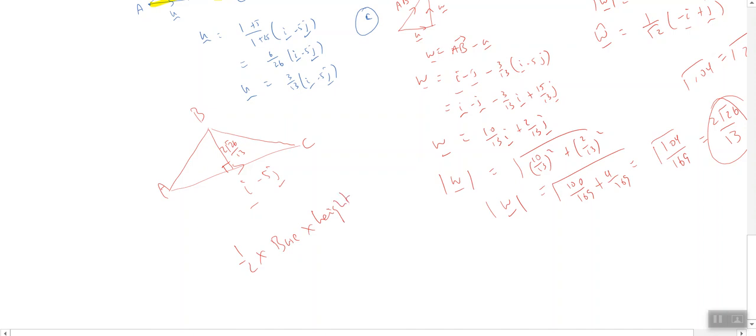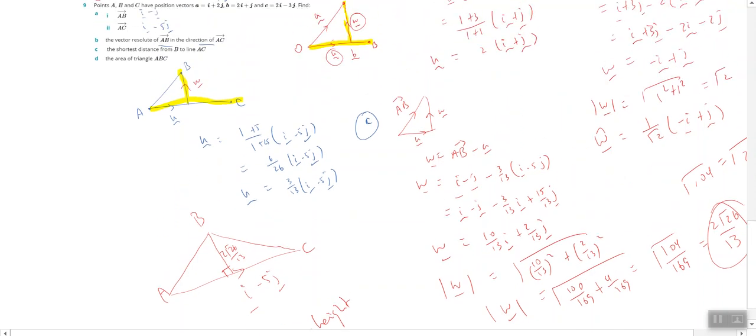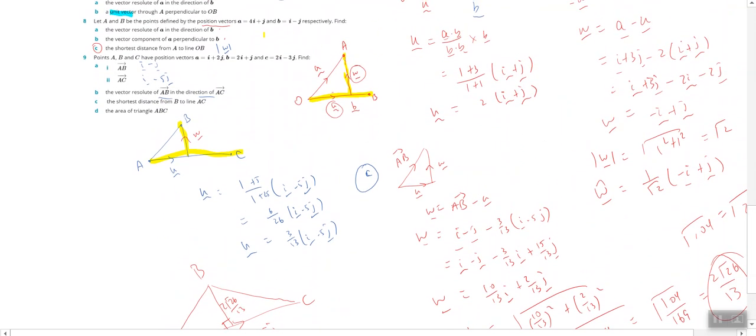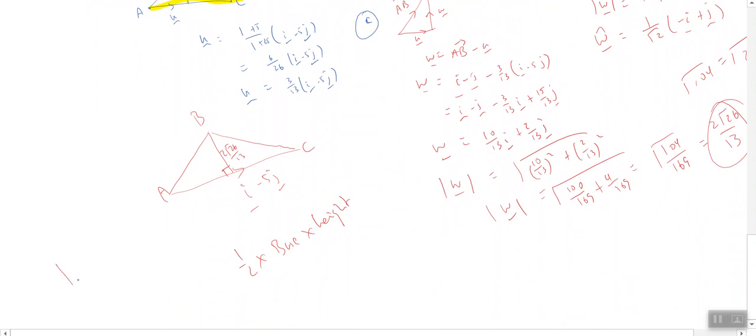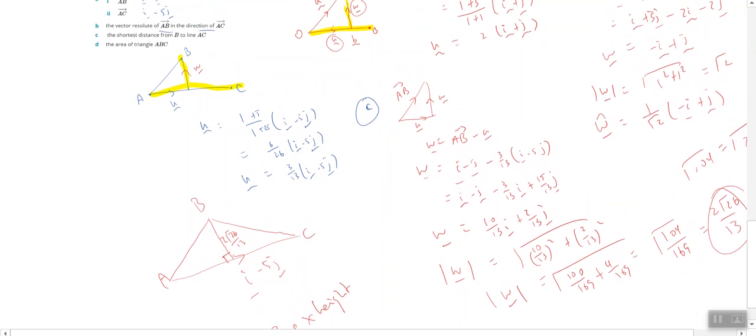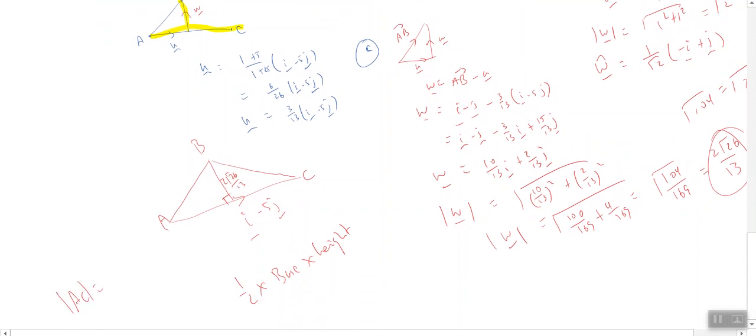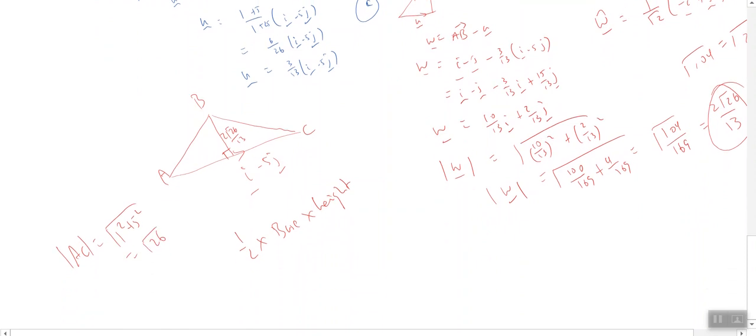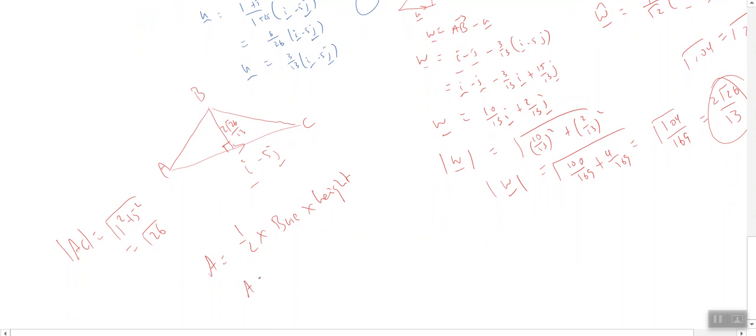So essentially what you're going to do is get the magnitude of AC. I'll try to do it actually. AC is 1 squared plus 5 squared, so that's root 26. So the area is half times base times height. The base is the magnitude of AC, so it's root 26, times the height, which is 2 root 26 on 13.